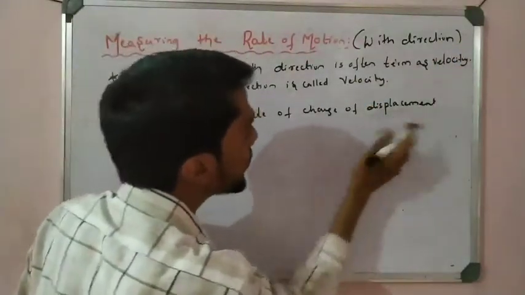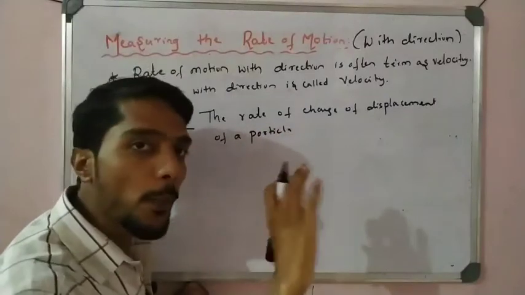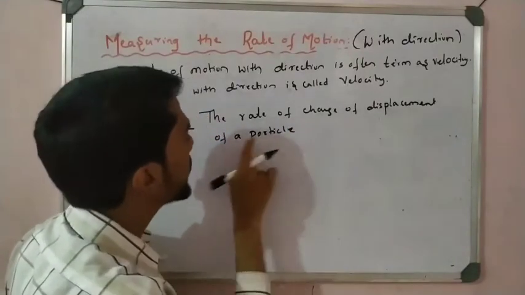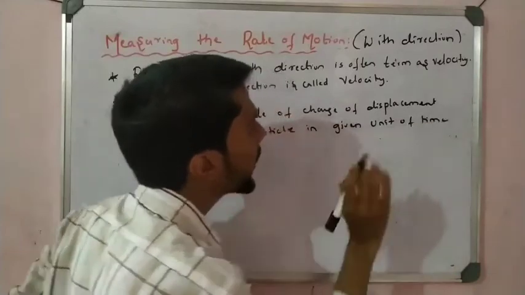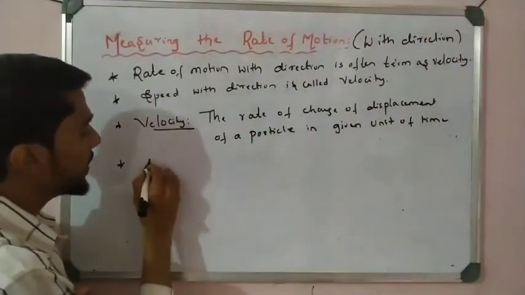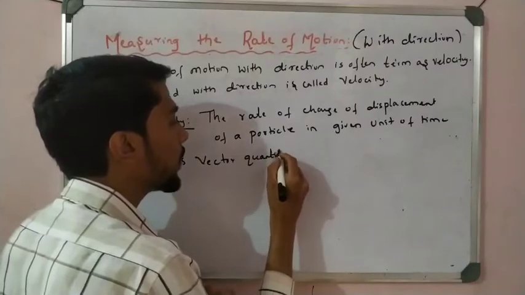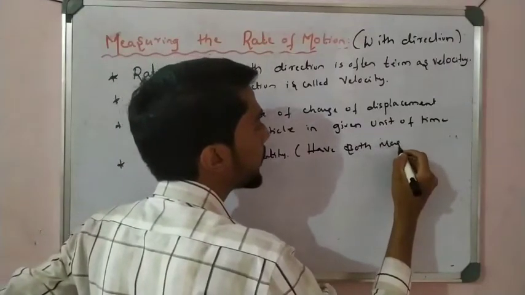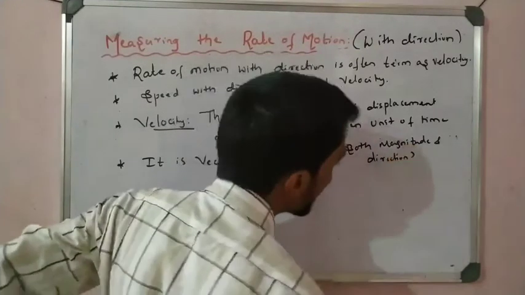So the rate of change of displacement of a particle, and in place of particle you can use body or object, anything, in a given unit of time, is called velocity. Velocity has both magnitude and direction, so it is a vector quantity.